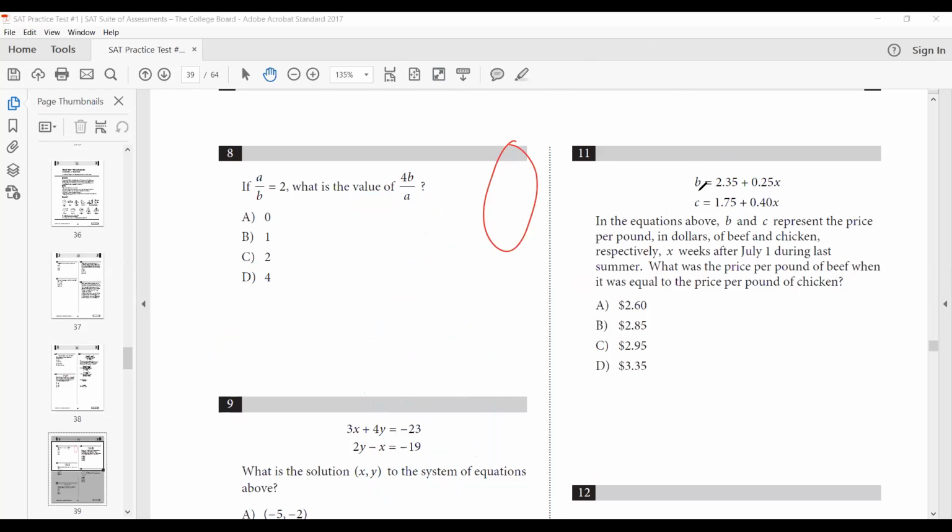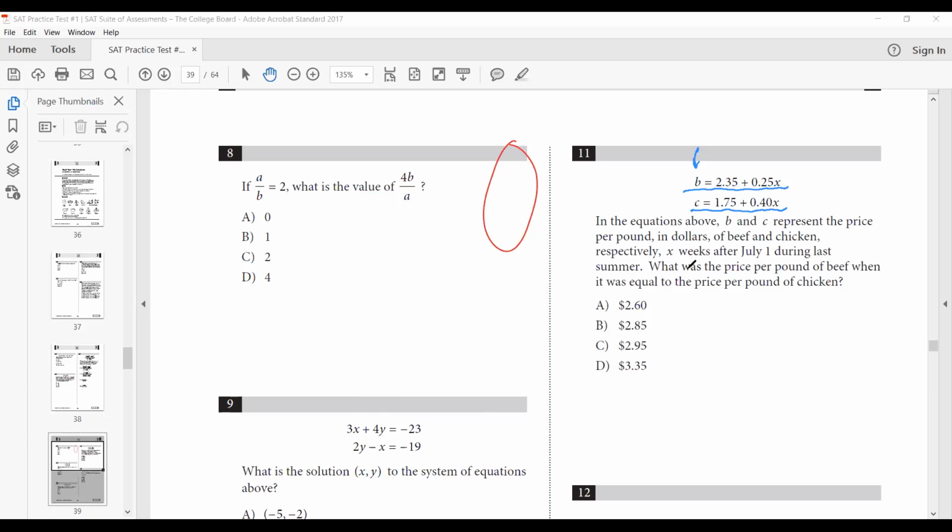So B is a linear line equation, right? And C is also a linear line equation. Let's see what they talk about. In the equations above, B and C represent the price per pound. So B and C are the price per pound in dollars of beef and chicken, respectively, x weeks after July 1st during last summer.